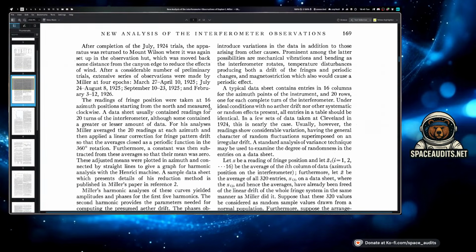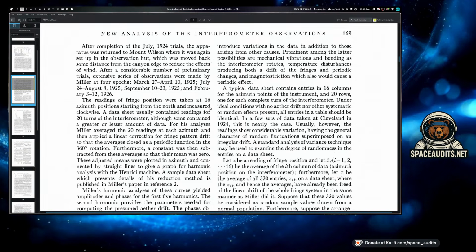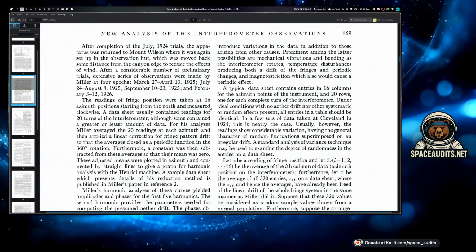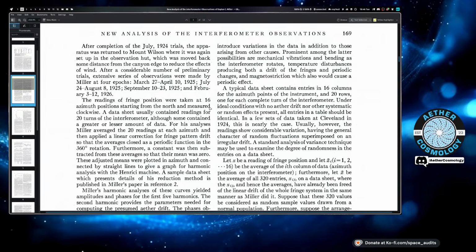After the completion of the July 1924 trials, the apparatus was returned to Mount Wilson, where it was again set up in the observation hut, which was moved back some distance from the canyon edge to reduce the effects of wind. After a considerable number of preliminary trials, the extensive series of observations were made by Miller at 4 epochs: March 27th through April 10th, July 1925, July 24th through August 8th, 1925, September 10th through the 23rd, and February 3rd through the 12th in 1926.